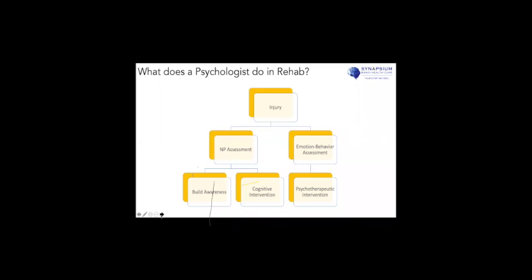So once the injury has occurred, a neuropsychological assessment is conducted. And based on that, there's a plan that's created to help the client build awareness, and also cognitive interventions. The second part of the neuropsych assessment is the neurobehavioral assessment, which is a neuropsychiatric component to it. So emotions and behavior are assessed. There could be a specific scale just for impulsivity. There will be a scale assessing only frontal behaviors. There will be depression and anxiety scales. And that's where the psychotherapeutic intervention can be planned from.